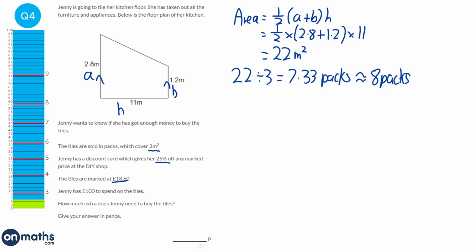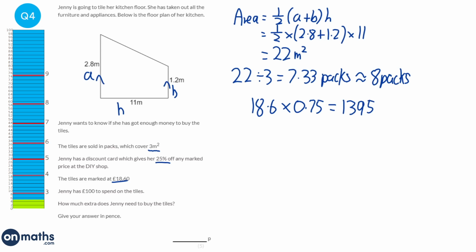And so what we're going to do is we're going to get the £18.60 and we're going to times it by 0.75. So we're just going to find 3/4 of it because she has a 25% discount, and that would be 1,395. So that's the tiles are going to cost £13.95.